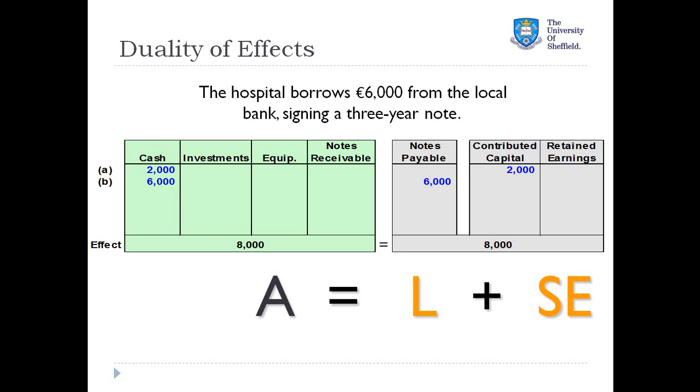So again, we have the same structure. You can see here that we increase assets in terms of cash by 6,000, so we have 6,000 more cash that we borrowed from the bank, but at the same time we also have a liability, money that we owe to someone else, equal to 6,000 euros. So again we check the account balance, and we can see that we have 8,000 in the asset section, and 8,000 in the liabilities and stockholders' equity section.